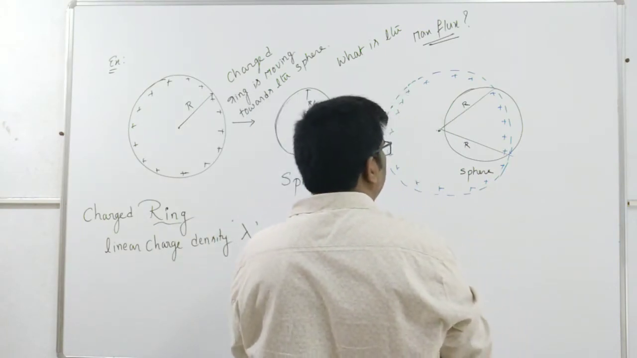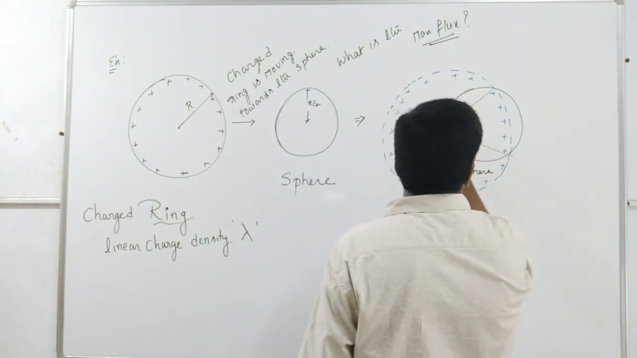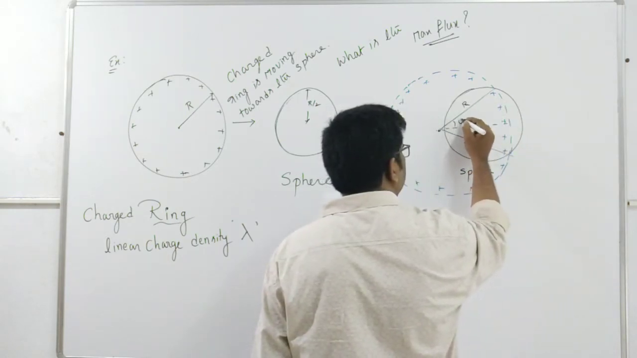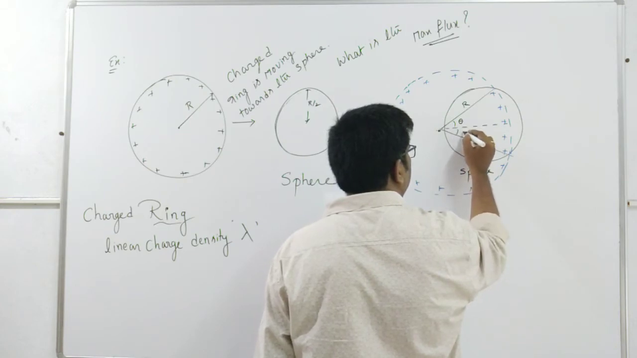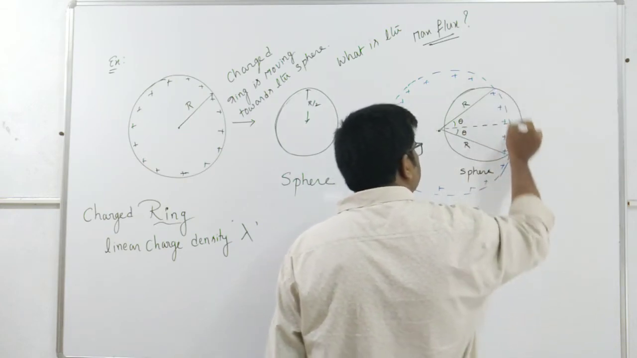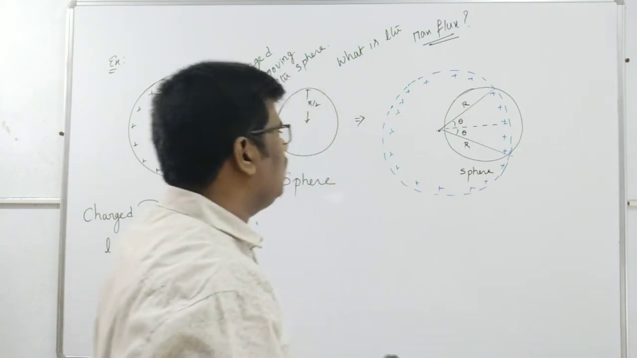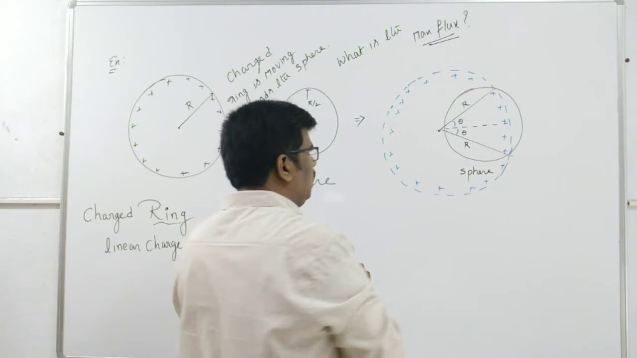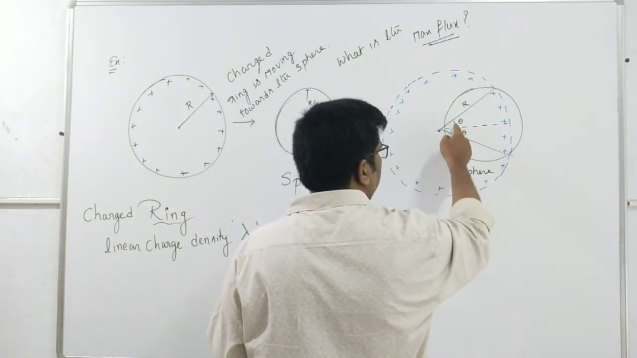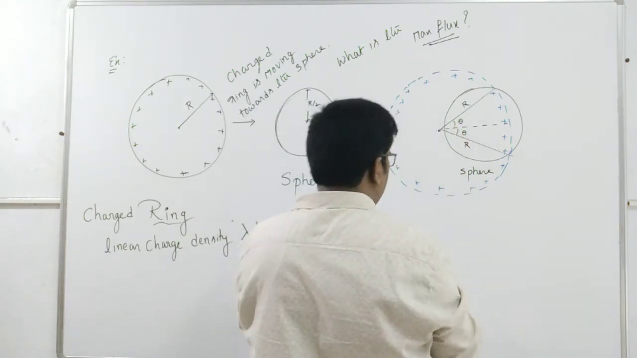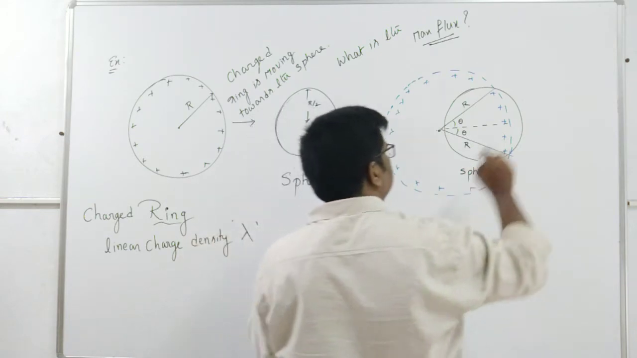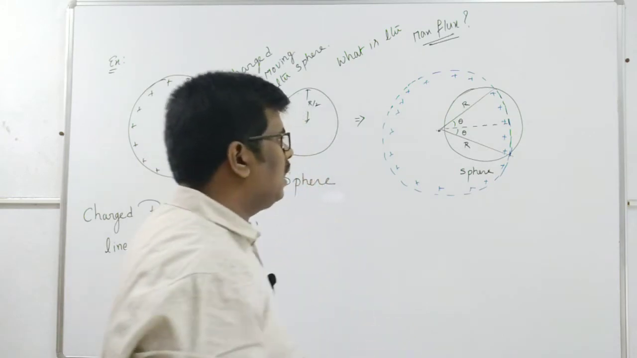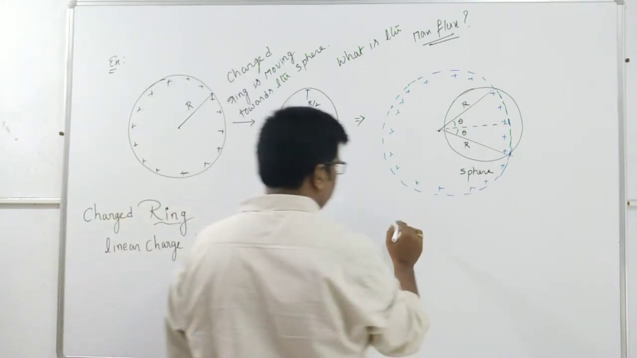So we can write that here it is theta, here it is theta, maximum chord. So the maximum length of the chord we need to determine. Totally it will be what? 2 theta. And this chord is the arc length.